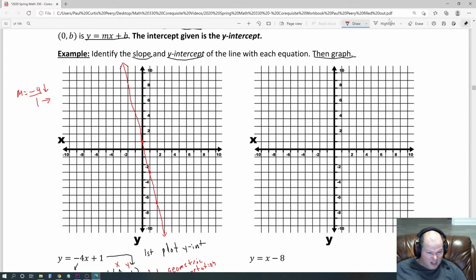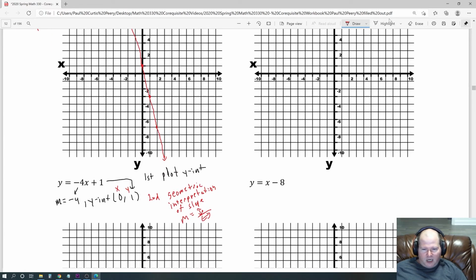If you want to, you can even find a third point. Third point's more of a check though, right? You can draw a line through any 2 points, but if you draw 3 points and one of them is off, that will tell you that your graph may be wrong. So the third point is just a checkpoint. Okay, so let's try it again.